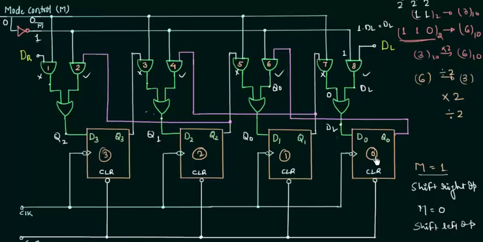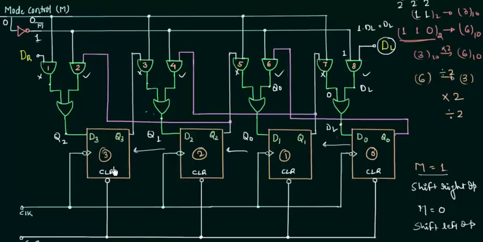So you can clearly see that the data is shifting to the left. First we have the data DL stored in this flip-flop, then the output of this flip-flop is connected to the input of this flip-flop by means of this combinational circuit. So the data stored here will now be shifted to flip-flop number 1, and again the output of flip-flop number 1, Q1, is connected to flip-flop number 2. Hence the data stored in this flip-flop will be shifted to flip-flop number 2. In the same way, the data will shift to the last flip-flop, that is flip-flop number 3.